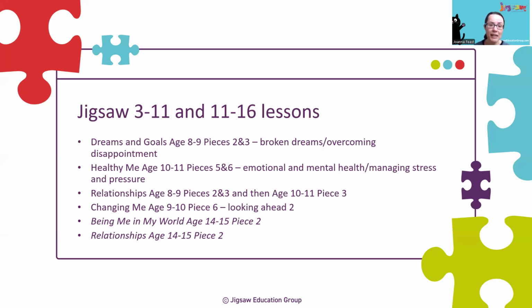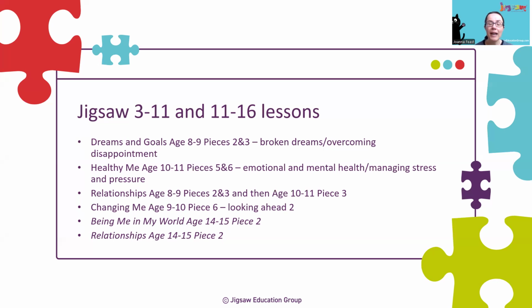And then in Healthy Me, in the 10 to 11 age group, we've got two lessons again about emotional and mental health and managing stress and pressure. So again, looking at the skills, most importantly, of what that might feel like, and also how we can manage those feelings, not ignore them, but how we manage them well. We need to recognize that we're having them. We need to name them. We need to understand where they come from, and then importantly, how we can manage them, and then how we can see these in others as well. So it's a very stepped process.